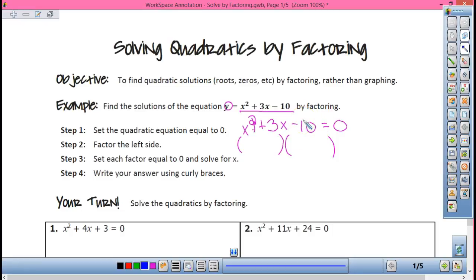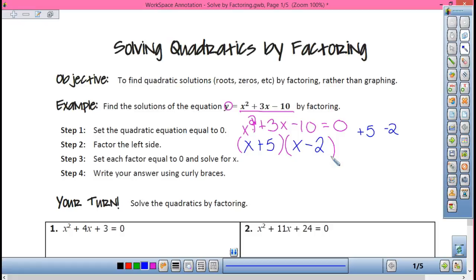So what are some ways that I can get to 10? 5 and 2. Okay, am I going to be able to get to 3 with 5 and 2? Which one has to be positive and which one has to be negative? The 5 has to be positive, the 2 has to be negative. All right, so my factors are going to be x plus 5 and x minus 2.